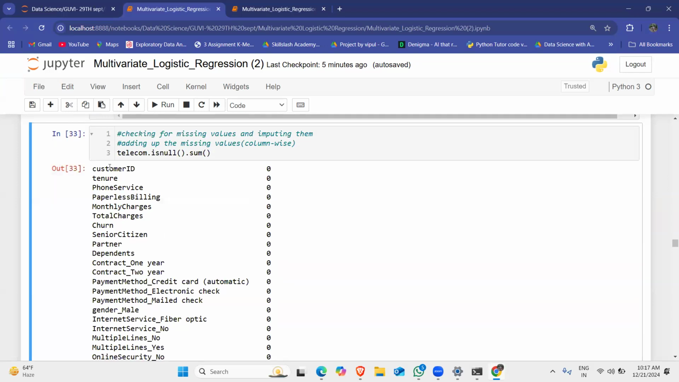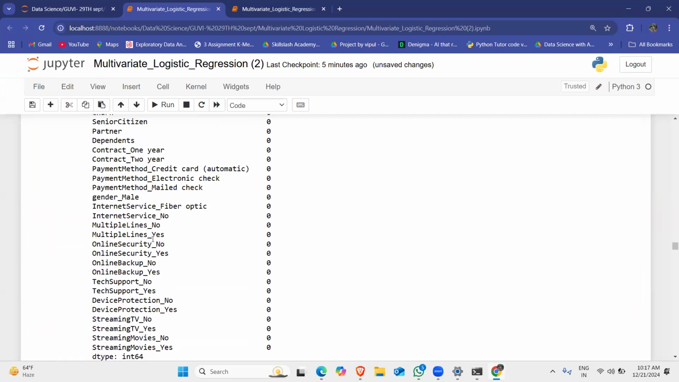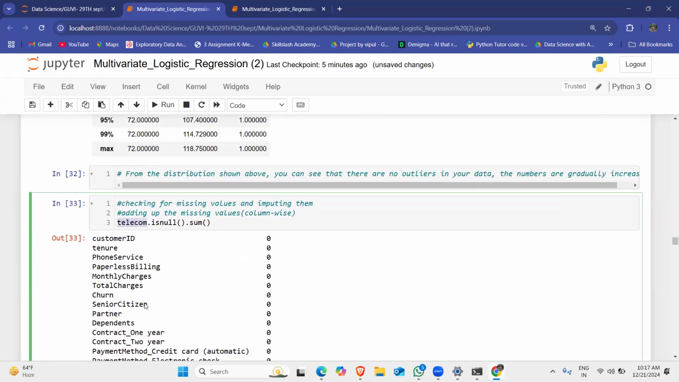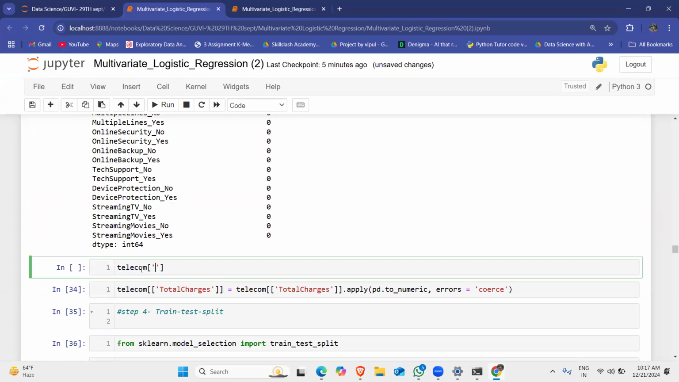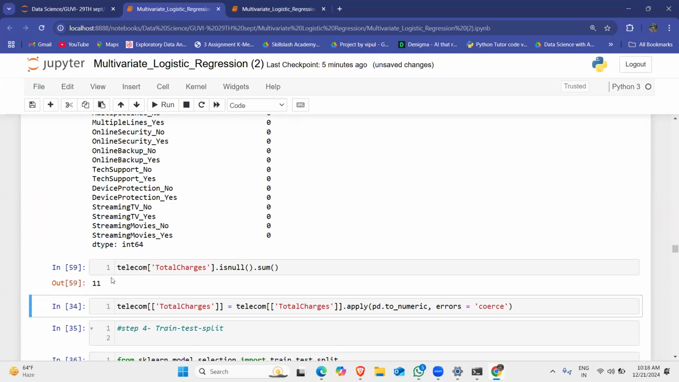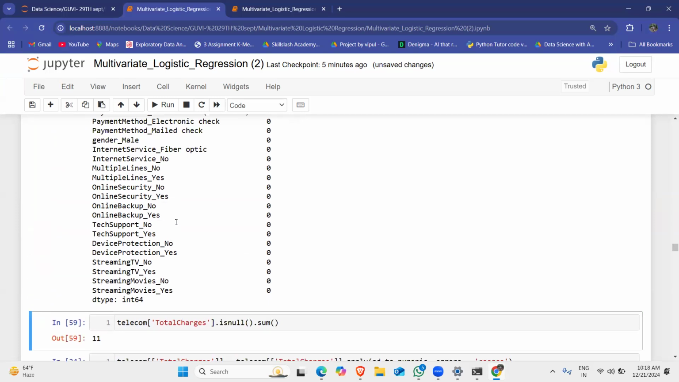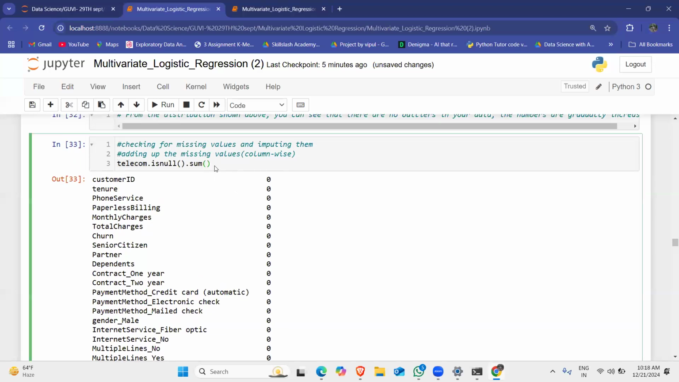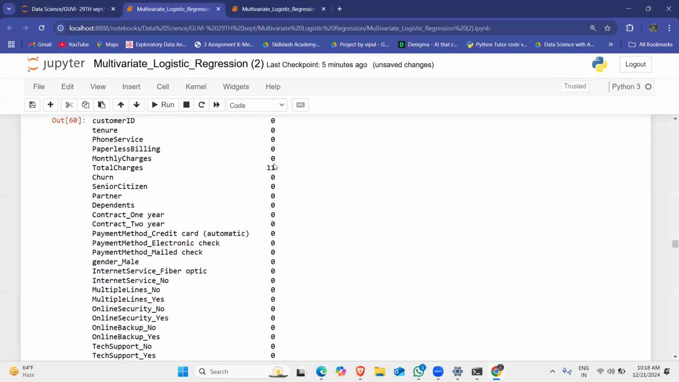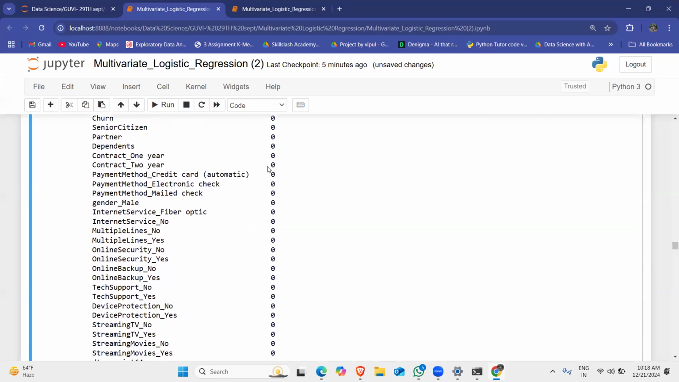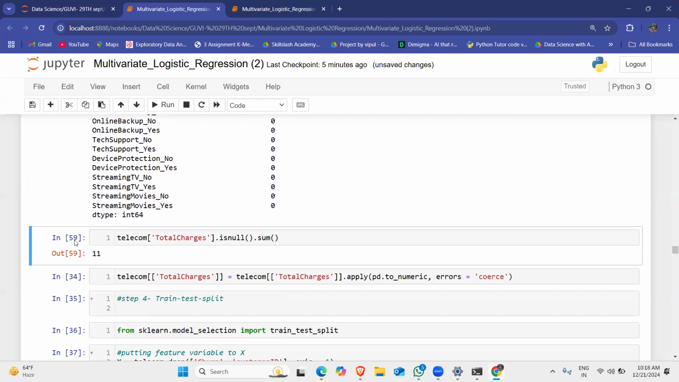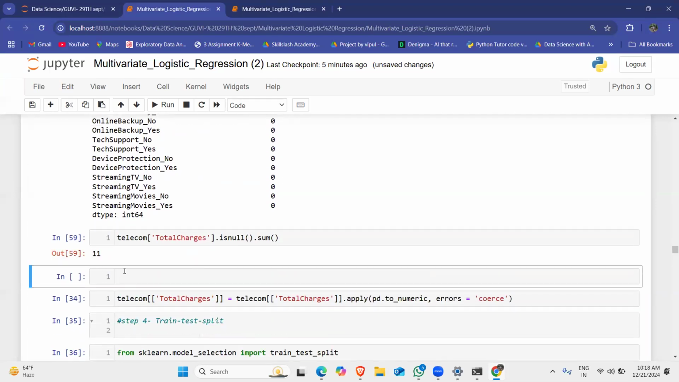Let's check for total charges. In this telecom data, for the total charges column, I need to check, do I have any null records or not? Here it says I have 11 null records. Okay, now it is saying. Got it. So we have to treat this, right? We have to remove this null value. That's why it was not taking it, right?